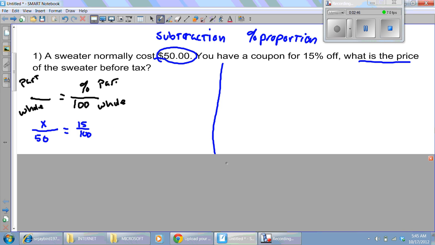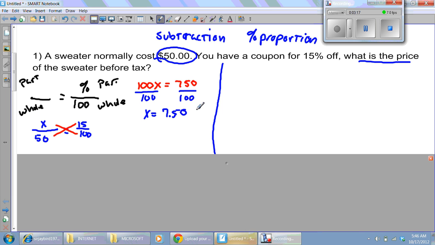Solving percent proportions is just like solving the other ones we were doing. I guess I am calling them the same thing, so I'm being redundant. I apologize. 100x, it's going to equal 50 times 15, which I believe is $750. Okay, now I've got to get x alone, so I'm going to divide by 100, divide by 100, and x is going to equal $7.50.